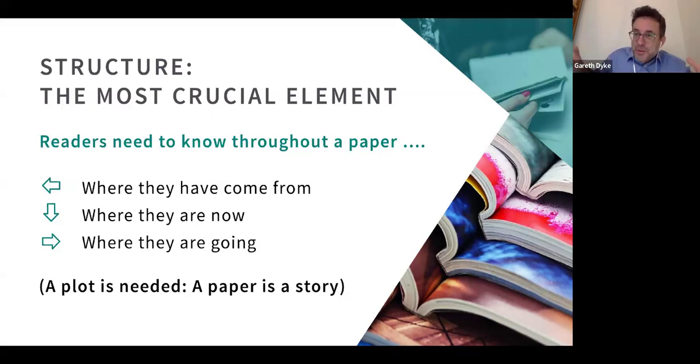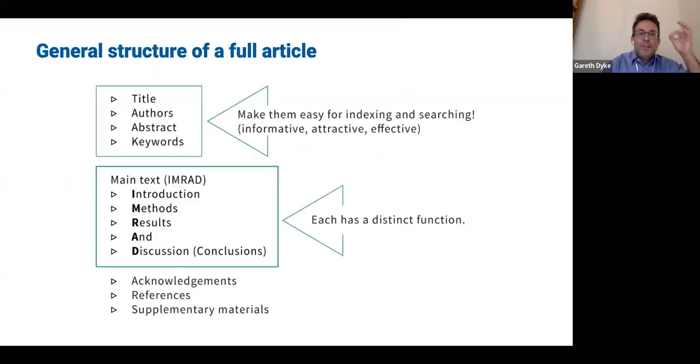It's just like watching a movie or reading a book, a detective story. A plot is needed. A paper is a story. Structure is very important. And you'll all be familiar, I hope, with the general structure of a broadly shaped research article with title, authors, abstracts, and keywords. These are the most important bits of the paper initially to get your readers interested. Editors and peer reviewers, they've got to be easy for indexing and searching, informative, attractive, and effective.